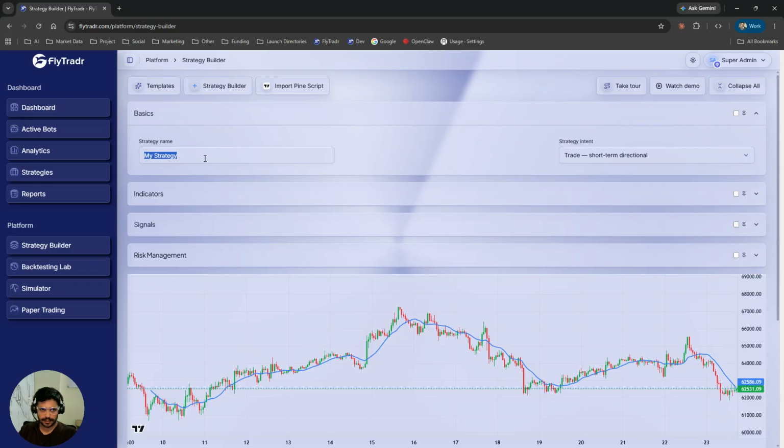So I would recommend changing it to something that your strategy actually is about. For example, today we are going to build EMA crossover strategy. So I will name it as EMA crossover.